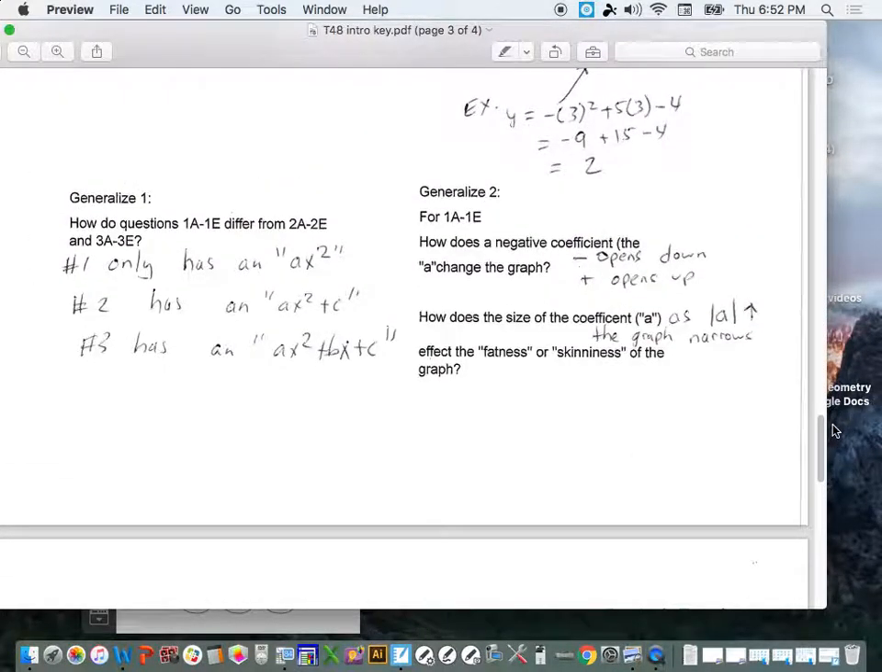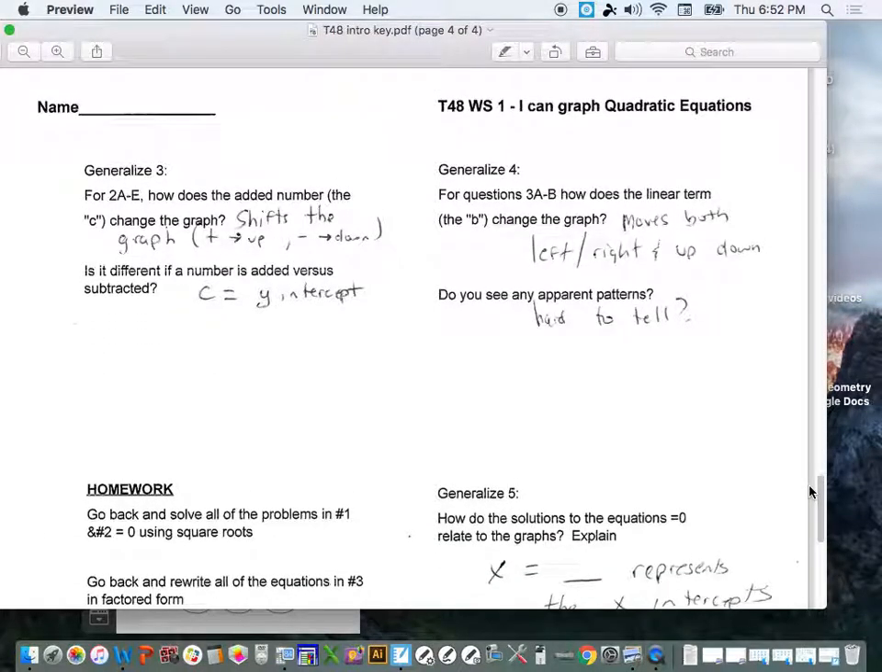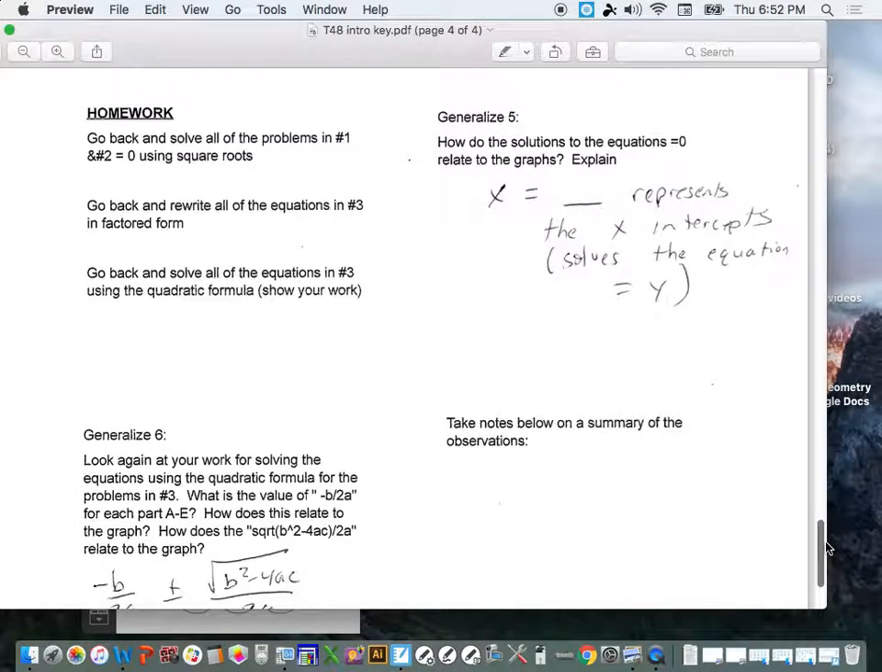So for generalized number 3, the c shifts the graph up or down. Positive is up, minus is down. In those cases, c ends up being the y-intercept. And then if you look at generalized 4 for question 3, the linear term, the bx term, is kind of complicated, and don't worry too much about that. It moves the graph both left and right and up and down some, and it's hard to pick out any apparent patterns there.